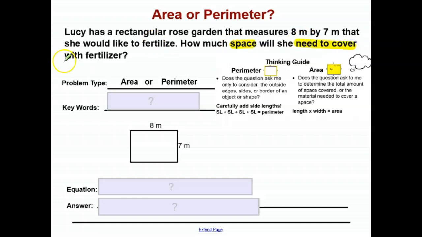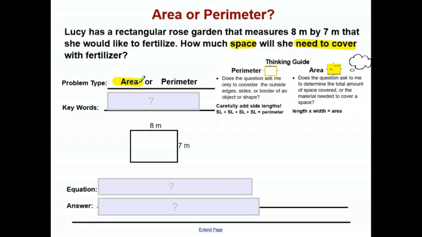So this problem isn't just referring to the outside edges of Lucy's garden. It's referring to all of the space that will need to be covered with fertilizer. So I know it's not perimeter because it does not ask me to only consider the edges of her garden. It's asking me to determine the total space covered, so I know it's an area problem.